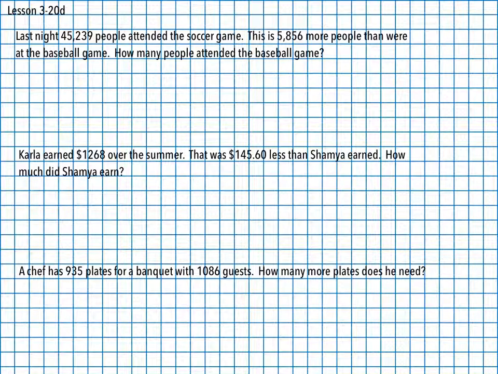For problem 1, the first thing we're going to draw is this soccer game attendance, which is, let's just say, this much right here. Quite honestly, it doesn't matter the size of my bars when I draw them. It just matters in comparison to one another. So this was 45,239. And then we have our baseball game, which we'll just put right here.